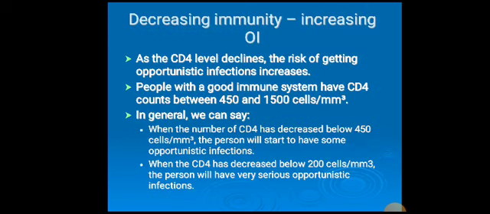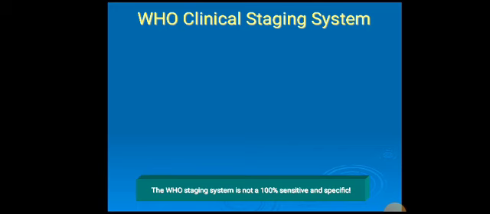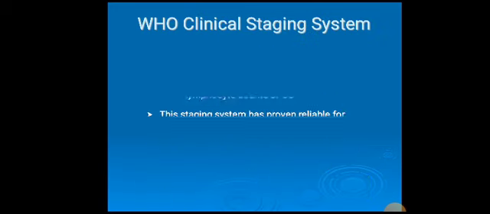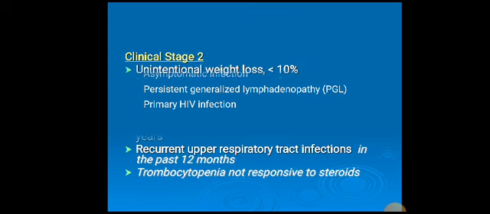As the CD4 declines, the normal CD4 count, as you know, is 450 to 1,500. As the CD4 count declines to less than 400, the patient will start to have opportunistic infection. This is clinical stage 1, where the patient is asymptomatic or just has persistent lymphadenitis or primary infection.